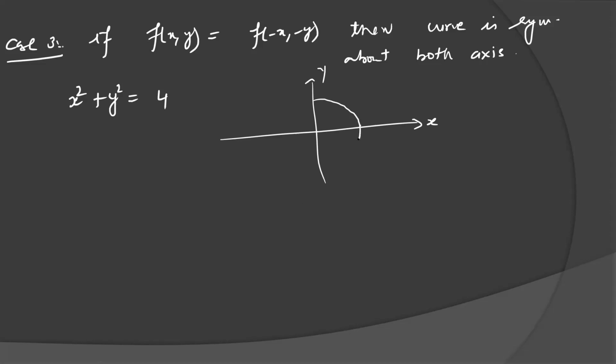Symmetric about the x-axis, so this will cover like this. Symmetric about the y-axis, so this will cover like this. So you get the complete circle with radius 2. So this is your symmetry. It will help you a lot.